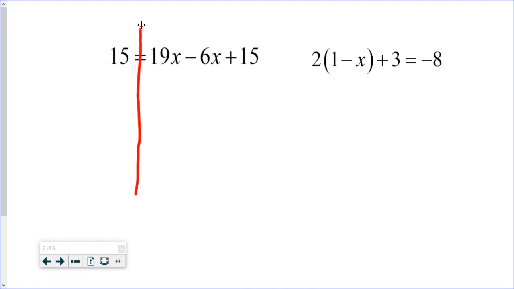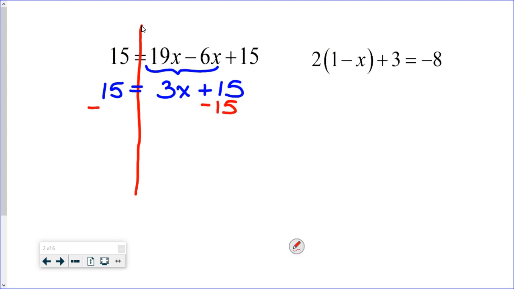So the first thing you should do is combine like terms because I have a pair of x's both on the right side of the equal sign. So if you don't know what 19 minus 16 is, put it in your calculator. That's 3. And the plus 15 is still there. Okay, now I need to get x by itself. So I'm going to minus 15 from both sides. Again, I'm not going to touch the 3 until the end because it's attached to the x.